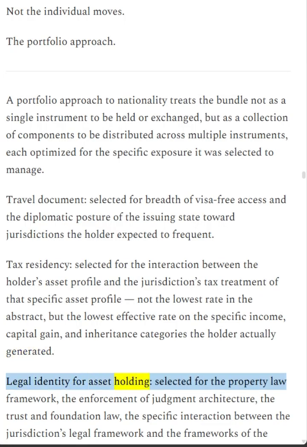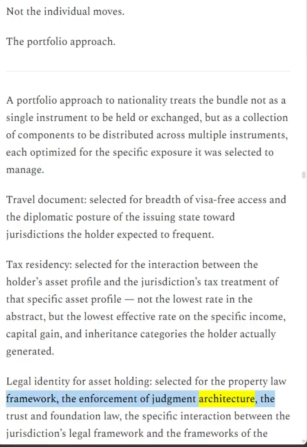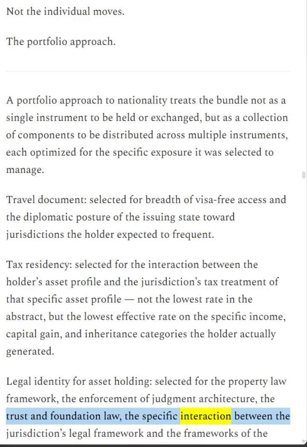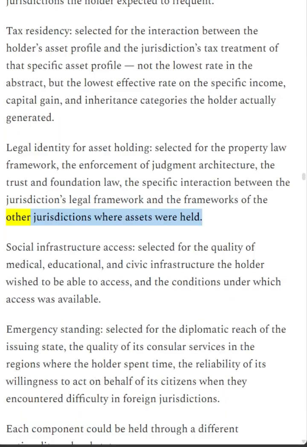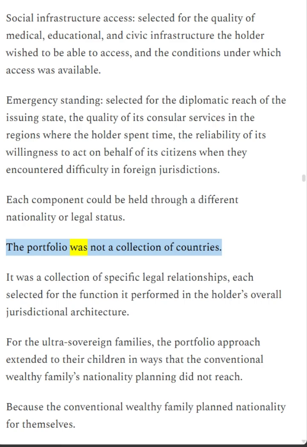Legal identity for asset holding. Selected for the property law framework, the enforcement of judgment architecture, the trust and foundation law, the specific interaction between the jurisdiction's legal framework and the frameworks of the other jurisdictions where assets were held. Social infrastructure access. Selected for the quality of medical, educational, and civic infrastructure the holder wished to be able to access, and the conditions under which access was available. Emergency standing. Selected for the diplomatic reach of the issuing state, the quality of its consular services in the regions where the holder spent time, the reliability of its willingness to act on behalf of its citizens when they encountered difficulty in foreign jurisdictions. Each component could be held through a different nationality or legal status. The portfolio was not a collection of countries. It was a collection of specific legal relationships, each selected for the function it performed in the holder's overall jurisdictional architecture.